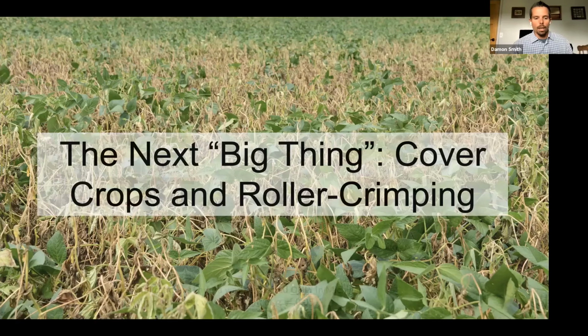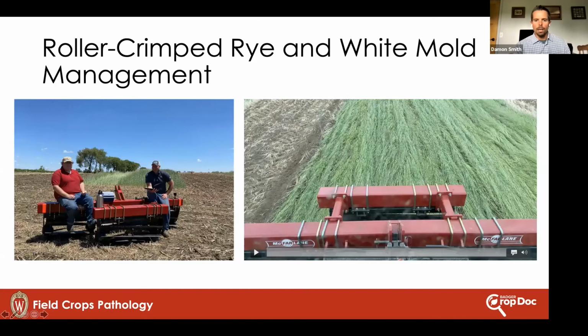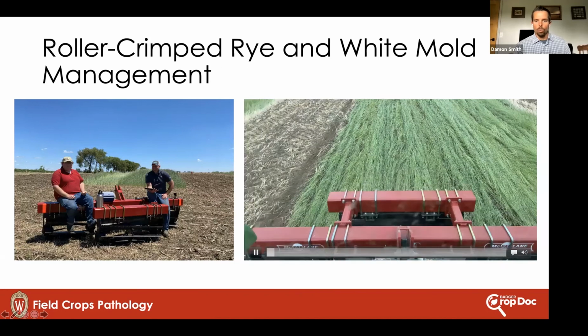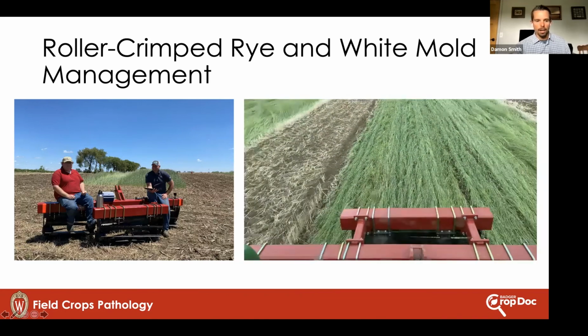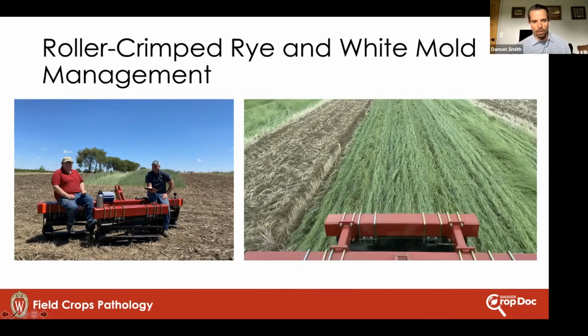Just to finish up, I'll briefly cover where we're headed now. In addition to what we've been doing with row spacing and planting populations, there's a lot of interest in cover crops and roller crimping. We've got some work out this year on farm. Here's actually some of our on farm work.